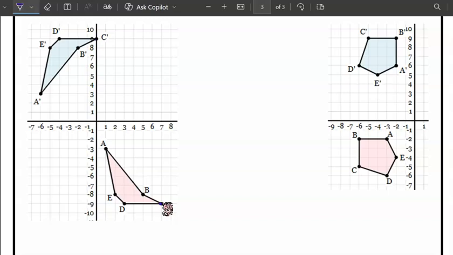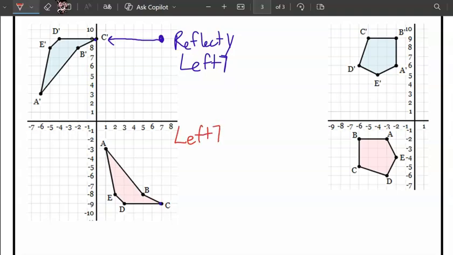So to go from C to C prime, we could reflect across the y-axis. And so that would make it go right here. And then to get to C prime, we would then go to the left 7. Similarly, you could also go left 7 first and then reflect across y.